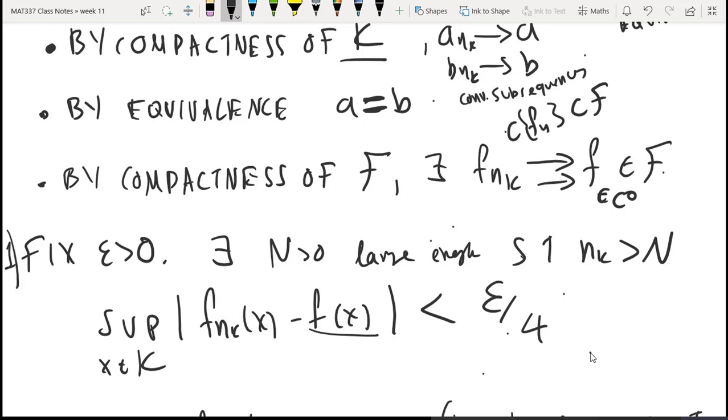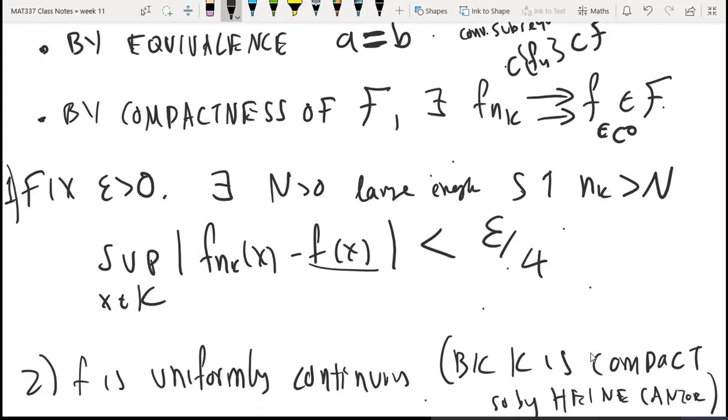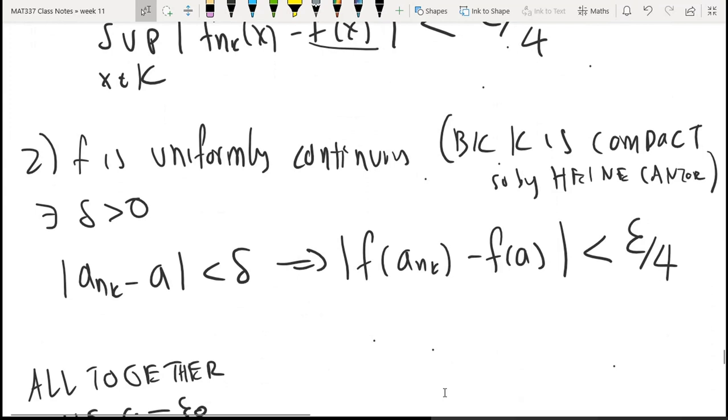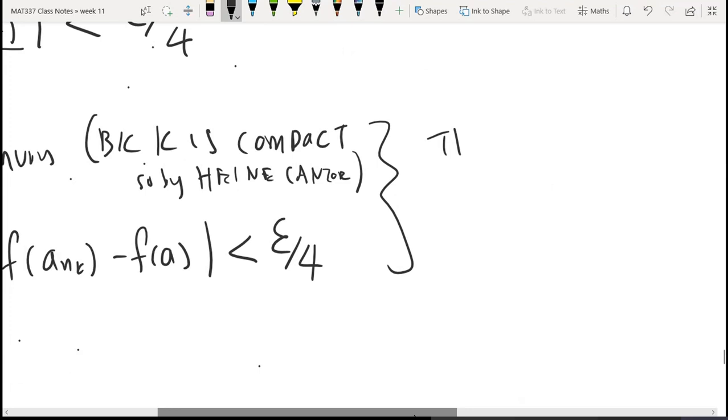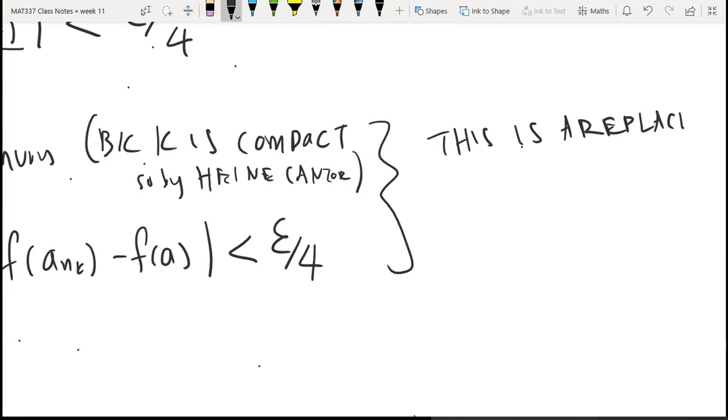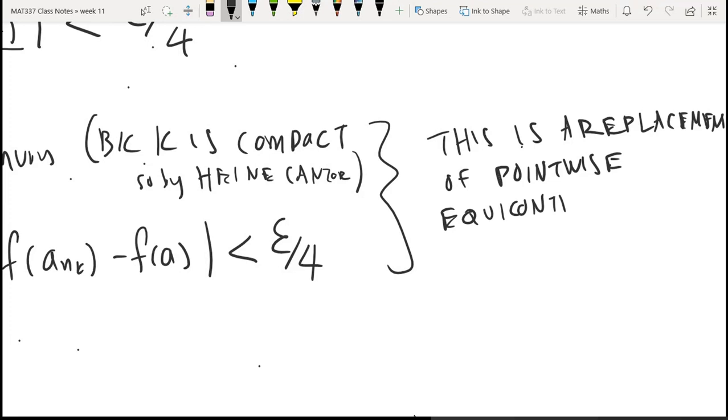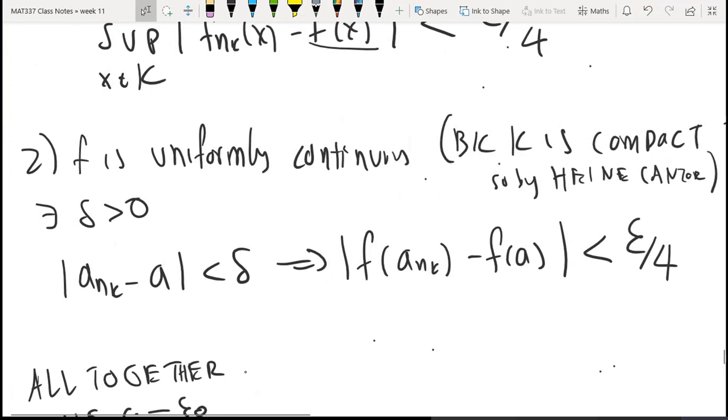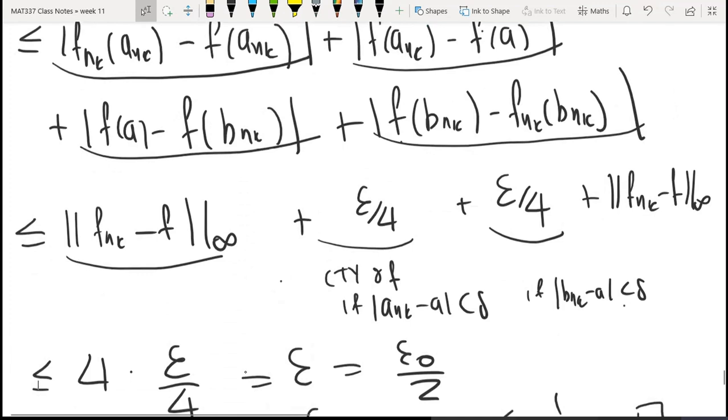We don't have equicontinuity, but the trick here is to use the continuity of f. So let me write on the side. This is a replacement of pointwise equicontinuity. Okay, so this step, I think that's clear. And then we use the subconvergence and the continuity. Is that okay? Any questions?